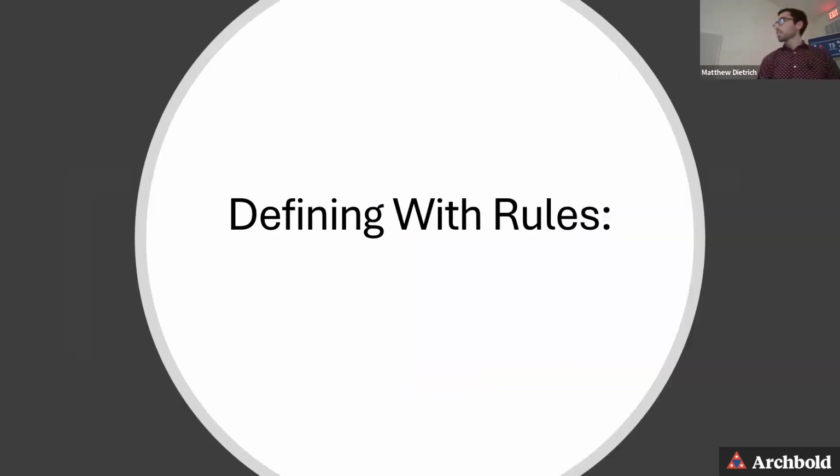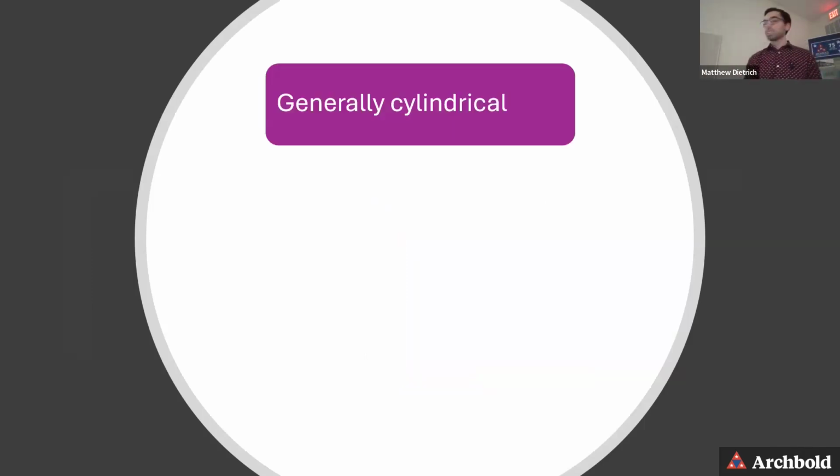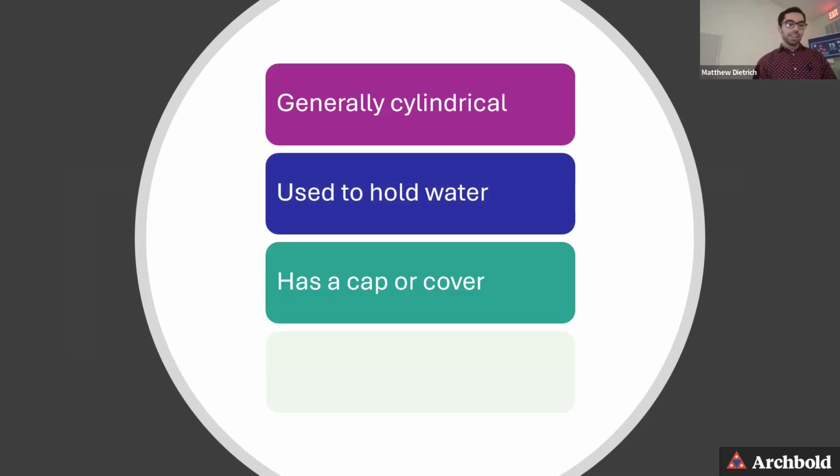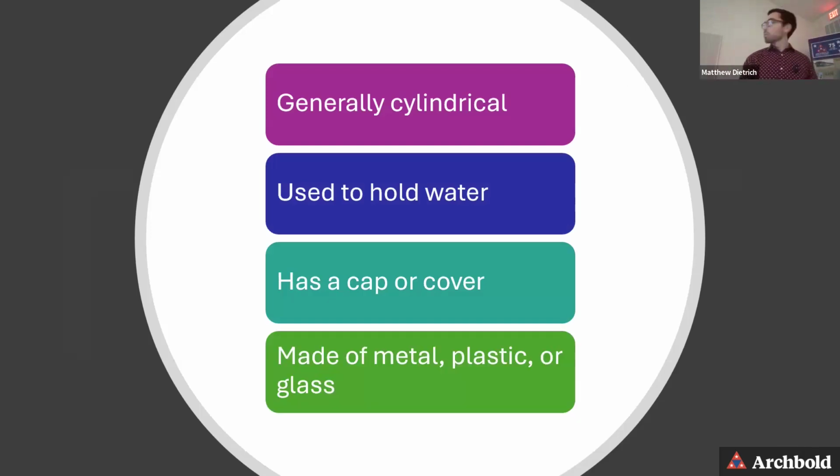So another example, we could try to define something like a water bottle. If we wanted to do it a typical programming way, we'd define it with rules. We could say that it is generally cylindrical. It's used for some sort of purpose. It has a cap or cover, and it's made of a subset of materials. You could make this as specific as you need to get it to actually refer to the things that you're trying to refer to.